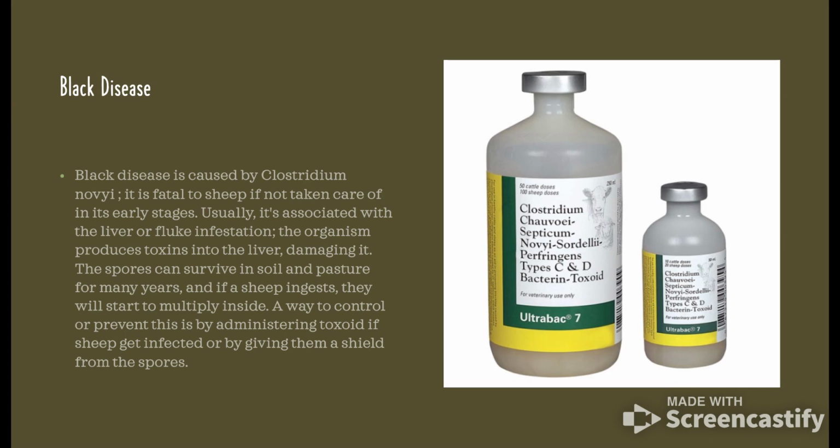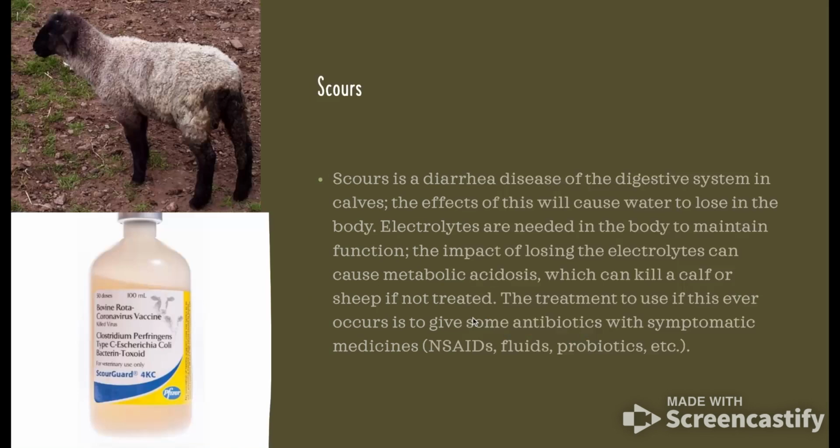So to control this is by administering toxoid. If sheep get infected, it gives them a shield of protection from the spores. This is usually the best medicine to give them, so they have a type of immunity or shield against the spores.